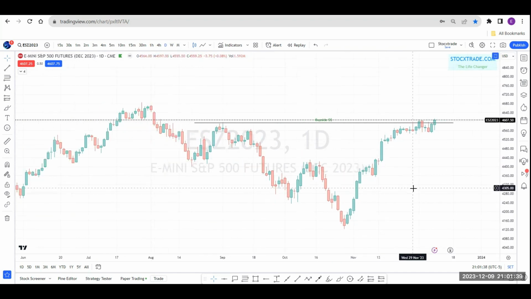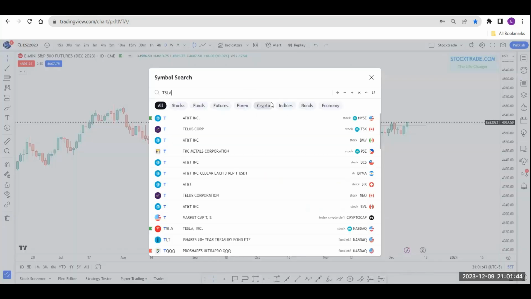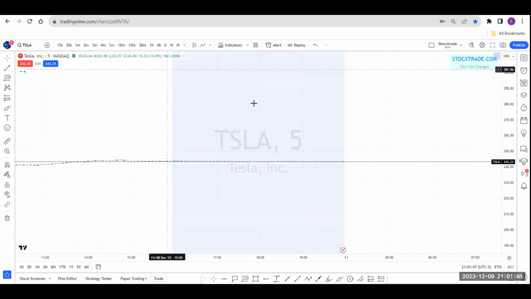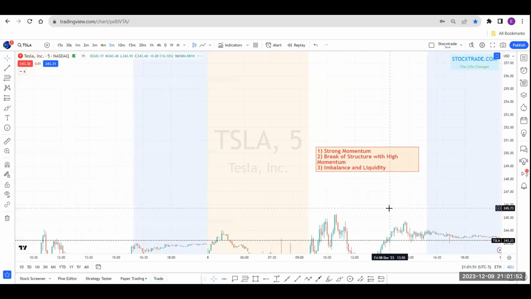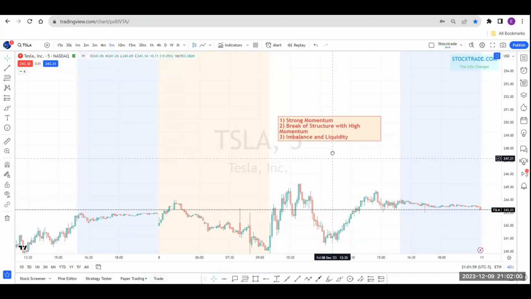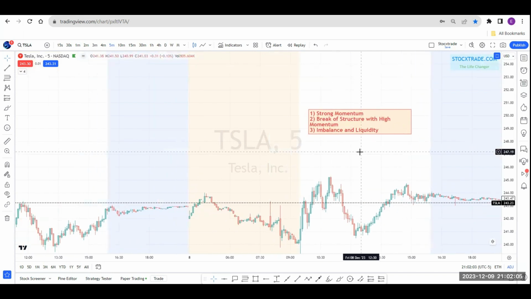So like here, any chart like this. Sorry, I wrote it here. So for the order block, what you need to do, just hold on guys, hold on.